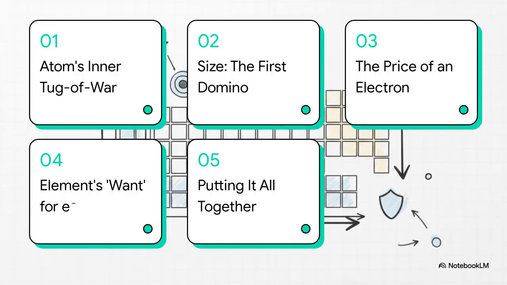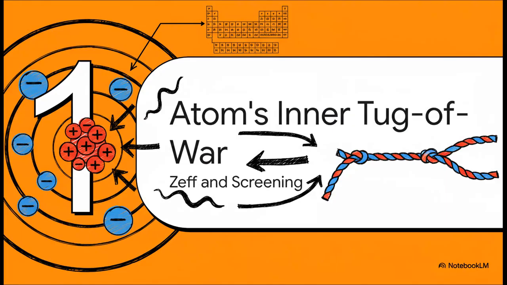So here's our game plan. We're going to start with the fundamental tug-of-war that's happening inside every atom. Then, we'll see how that little battle determines an atom's size, what it costs to snatch one of its electrons, and how badly it wants to grab electrons from other atoms. And finally, we'll put the whole thing together and see how we can actually predict what an element is going to do.